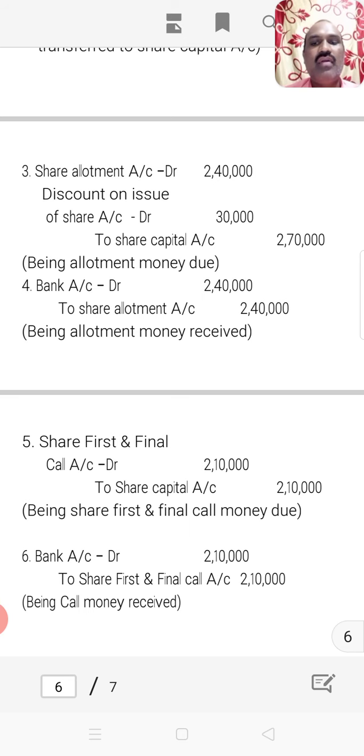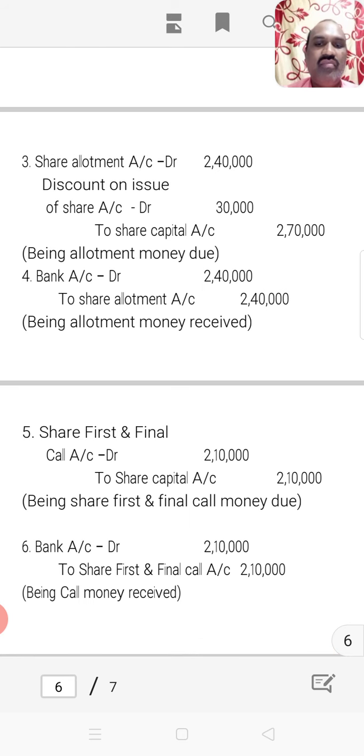Hence, bank account debited to share first and final call account: 2,10,000 debit and 2,10,000 rupees credited, being call money received.